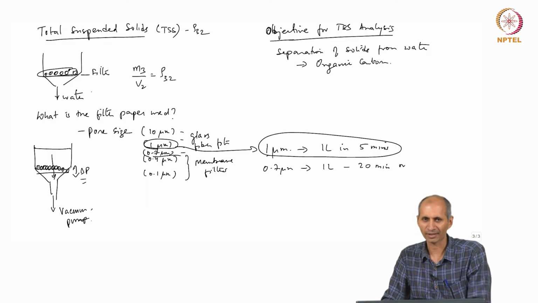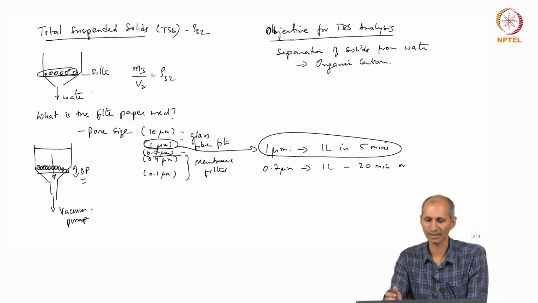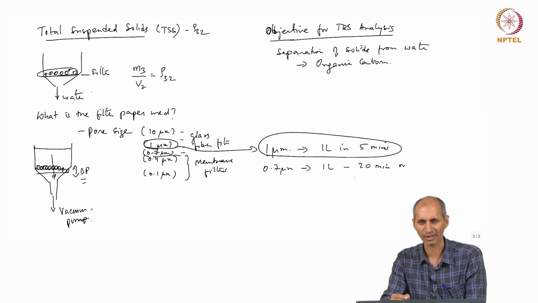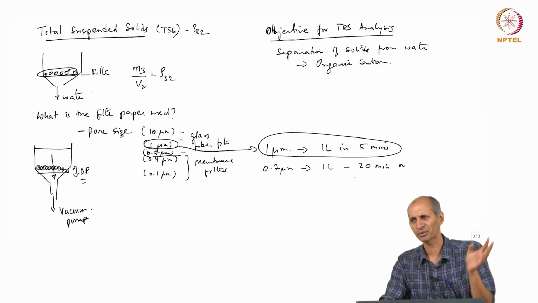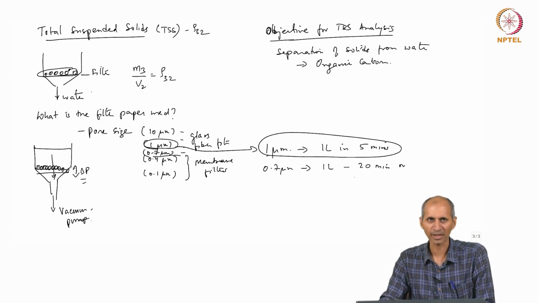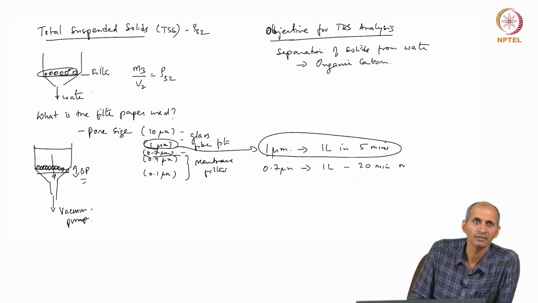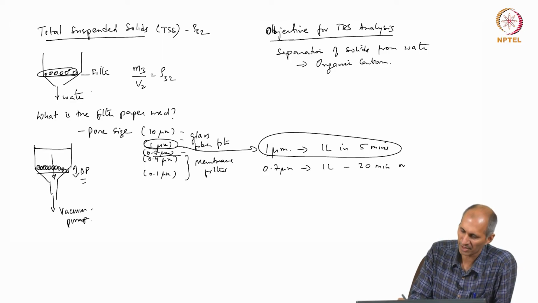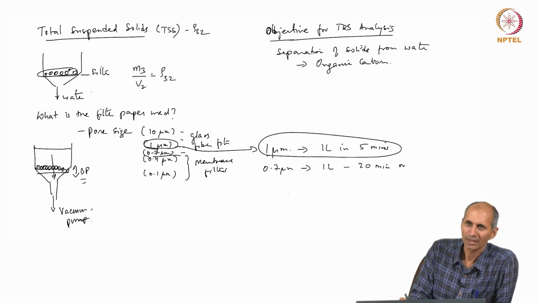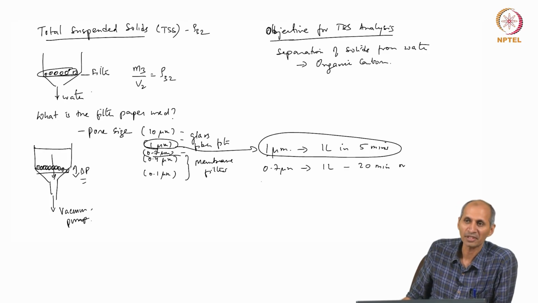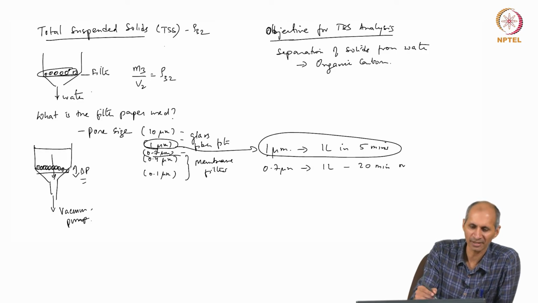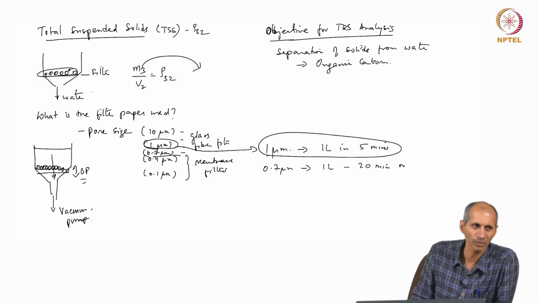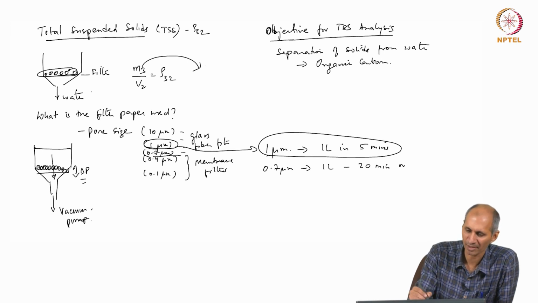Still, one has to draw a line somewhere. If filtration was very easy with 0.5, people would use 0.5, but filtration is not easy, and so a 1 micron filter is used. What is the difference between 1 and 0.7 in terms of information lost? Anybody? What is TSS? How is the analysis done? How do you get the mass? By weighing. It is a gravimetric measurement.